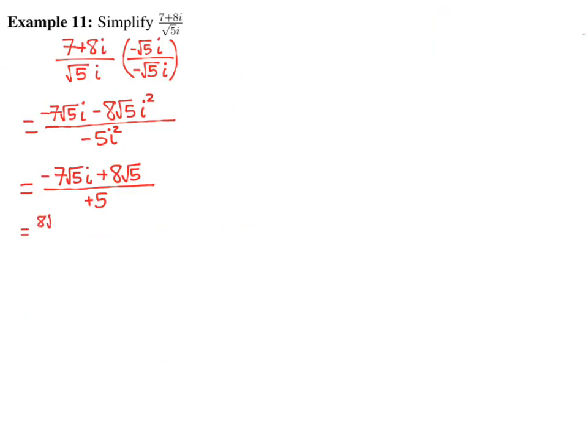Okay, and so we have 8 root 5 over 5, keeping it real first, as you kids would say, then minus 7 root 5 over 5i, and I know you kids don't actually say keeping it real. That's kind of a thing your parents say. Anyway, that's it for example 11.